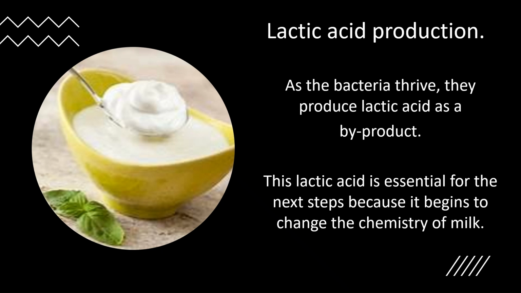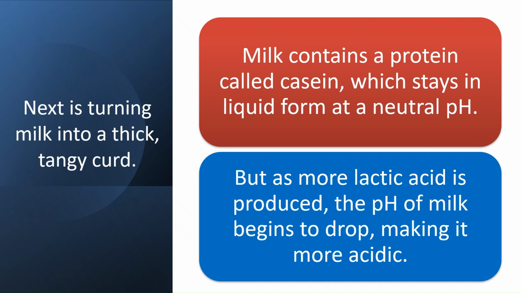Lactic acid production. As the bacteria thrive, they produce lactic acid as a byproduct. This lactic acid is essential for the next step because it begins to change the chemistry of milk. Next is turning milk into a thick, tangy curd. Milk contains a protein called casein, which stays in liquid form at a neutral pH. But as more lactic acid is produced, the pH of milk begins to drop, making it more acidic.